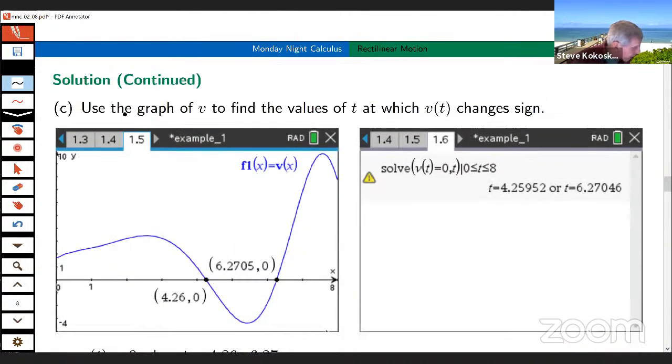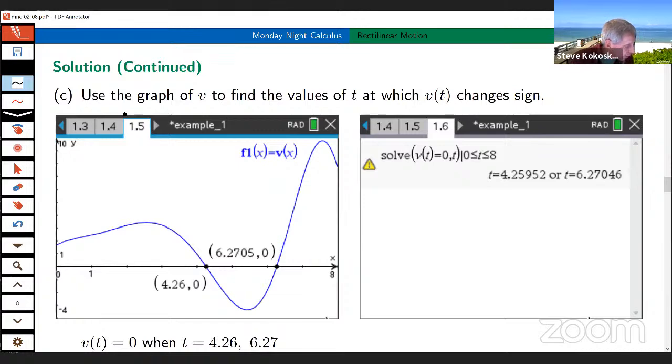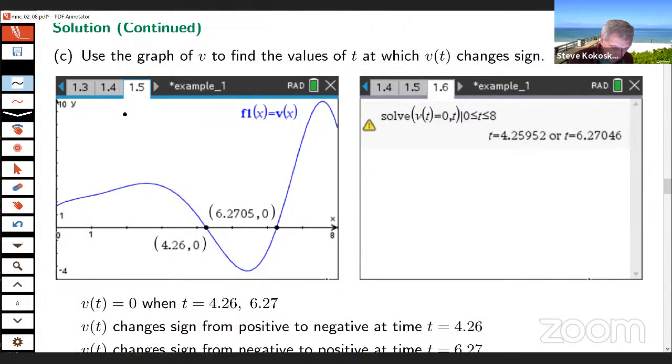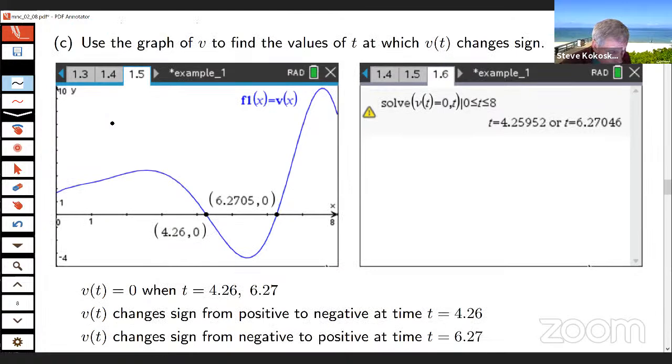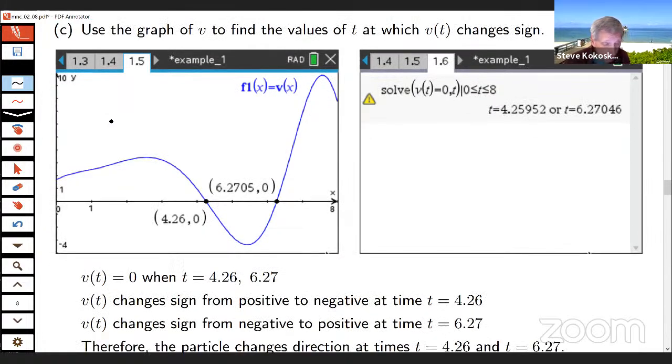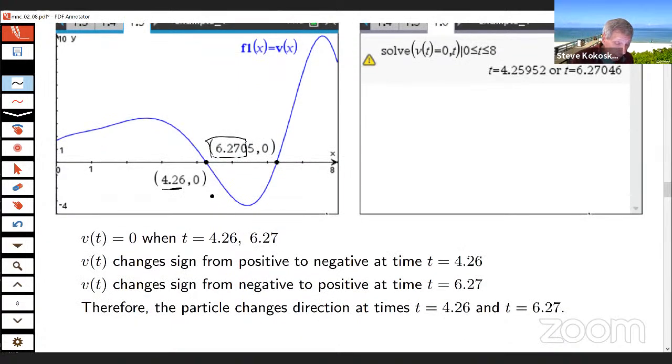Very good. Part C. C was find all the times in this interval for which the particle changes direction. Well, that means I first have to find places where the velocity is zero, and then I need to see whether or not the velocity changes sign at those two places. So I started out on the graph screen over here on the left-hand side. I drew the velocity function, and I used the features of this graph screen to find these two values, t equals 4.26 and, I'm going to say, 6.27. Well, I would probably round there and say 6.271. That's not what I wrote here, and I'm going to tell you why in a minute.